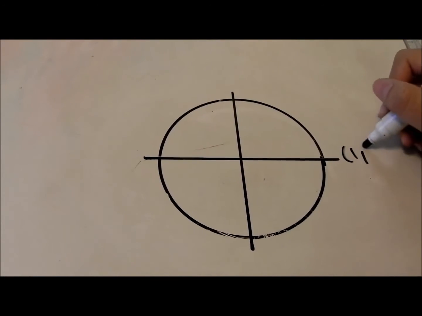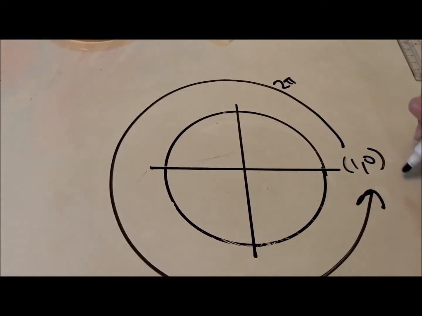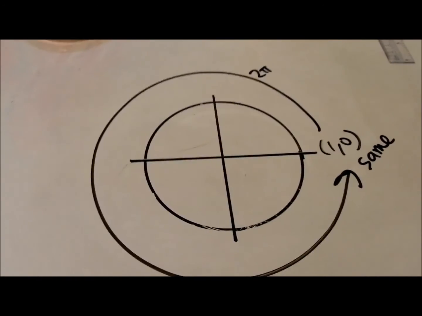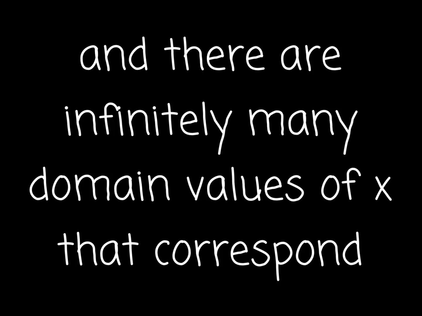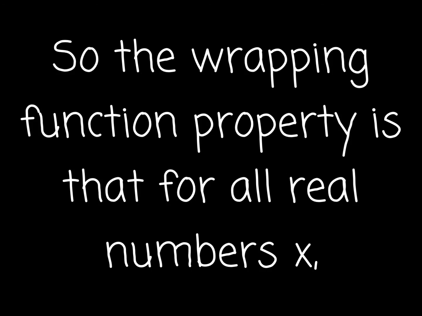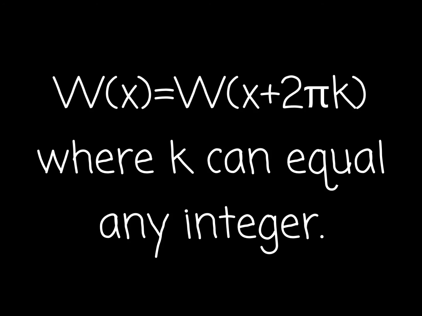Every time we go around the unit circle 2 pi units in either direction from (0, 1), we return to the same point. Thus, if we are asked to solve what value of x corresponds to the coordinates (0, 1), we have to write x equals pi over 2 plus 2 pi k, and there are infinitely many domain values of x that correspond to the range value (0, 1). So the wrapping function property is that for all real numbers x, w of x equals w of x plus 2 pi k, where k can equal any integer.